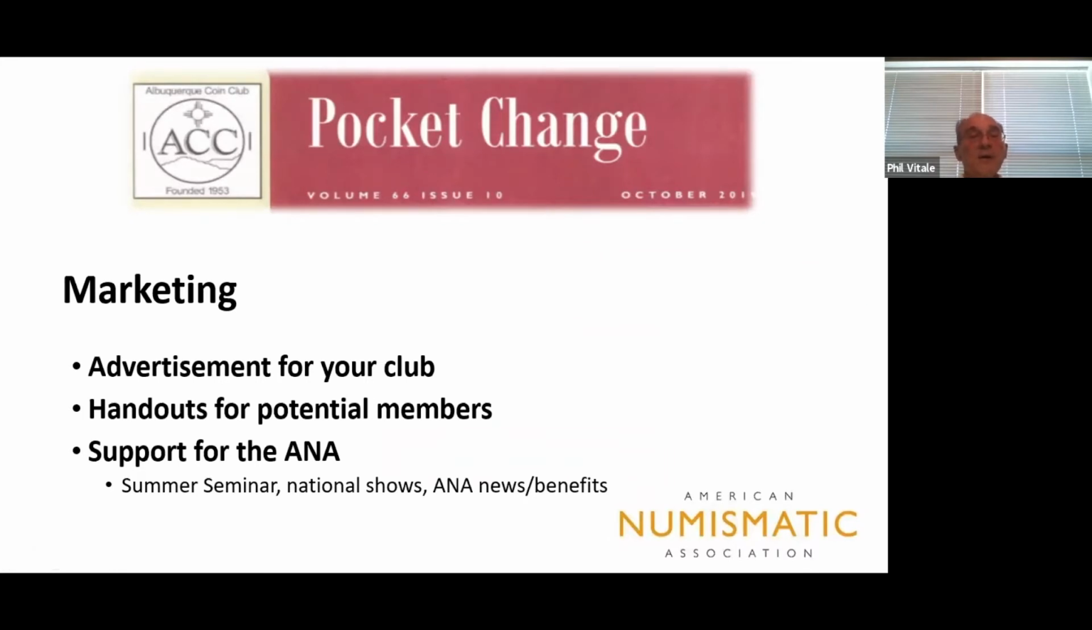When I go to a show, I bring a stack of black and white newsletters with me, and people pick them up and go through them and say, hey, this is pretty interesting. When we have our coin shows in Albuquerque, I have a stack of them on the table as people go in if they're interested. And I always sign up a dozen or more new people at a coin show.